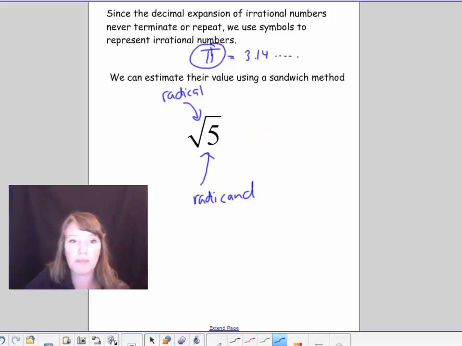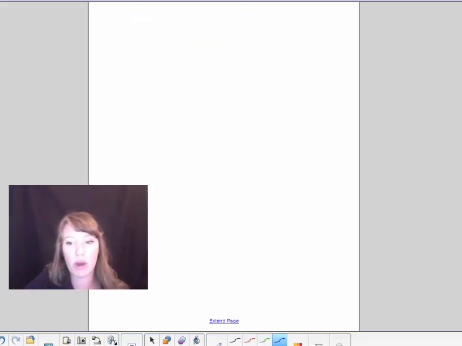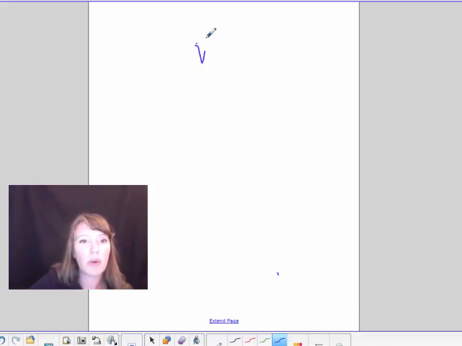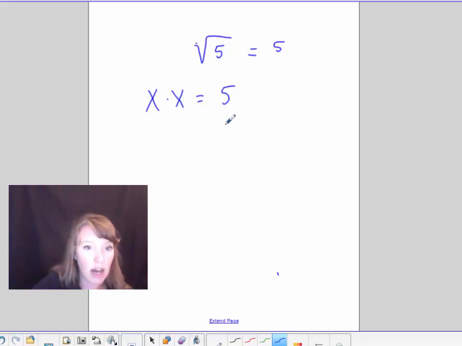So what we're going to do today is talk about estimating the square roots of numbers. In order to do that, we are going to use a sandwiching technique. I am going to sandwich the square root of 5 in between the square roots of two perfect squares. The first thing I want you to understand is a misconception that students sometimes have. They say that the square root of 5 is equal to 5, and that is simply not the case. The square root of 5 is some number that, when you multiply it by itself, gets 5. The factors of 5 are 5 and 1, so this is very different.